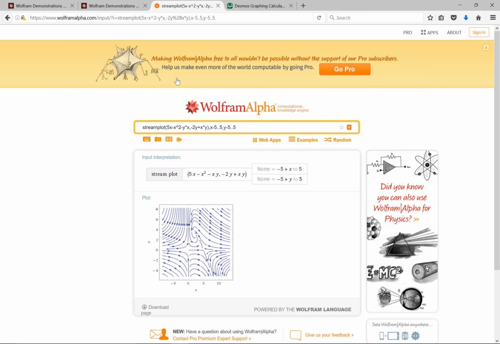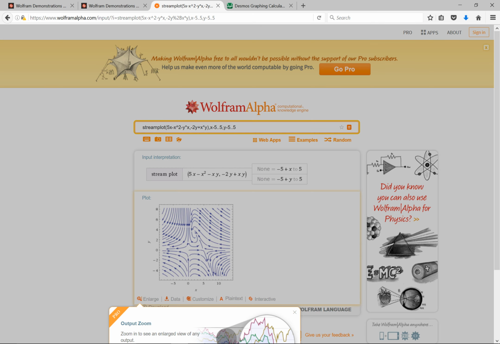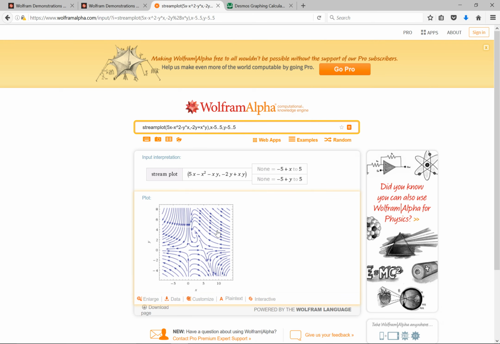Zero, 0 should be a saddle. Sure looks like it's a saddle. That's pretty cool. 5, 0 looks like a saddle. By George, it sure looks like a saddle right there. And at 2, 3, sure looks like it's a spiral sink. It sure does. Ching! We did it.